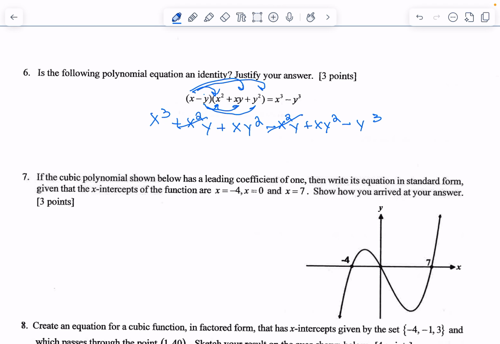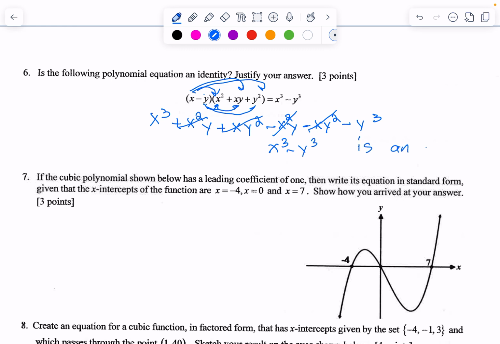And did I make a mistake here? What do we have here? We have x times that is positive y, this one should have been a negative. I always get nervous when, right, that one, this one should have been a minus. So we get x cubed minus y cubed. So this is an identity.